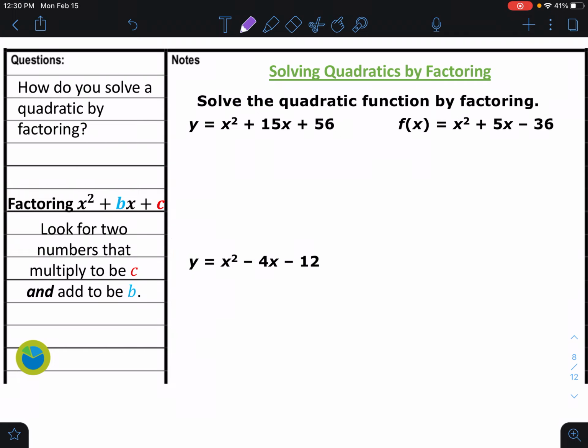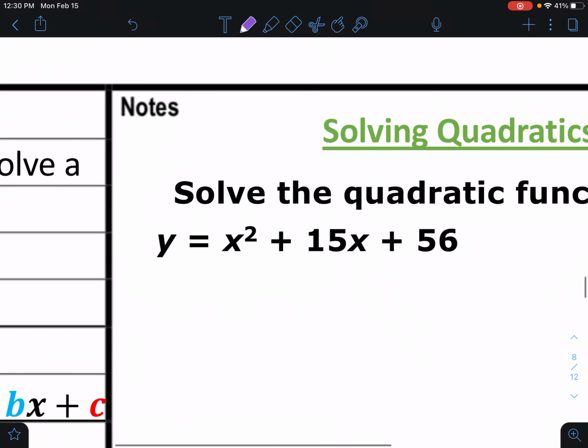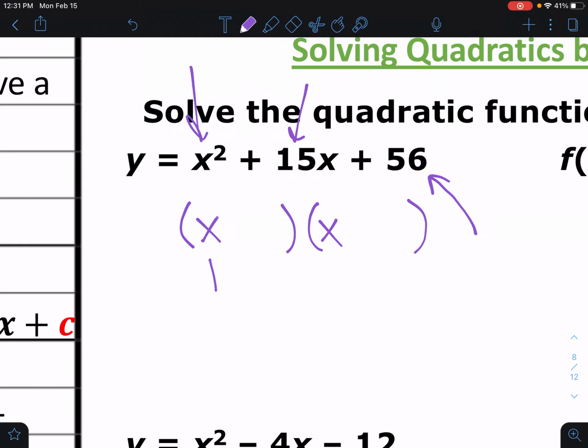Maybe you remember this. Remember, factoring is just distributive property backwards. So what I'm really looking for is two numbers that multiply to be this, but add up to be this. So two numbers that multiply to be 56. First, if I distribute, in order to get x squared, I'm going to need an x here and here. Okay, so that x times x gives me x squared.